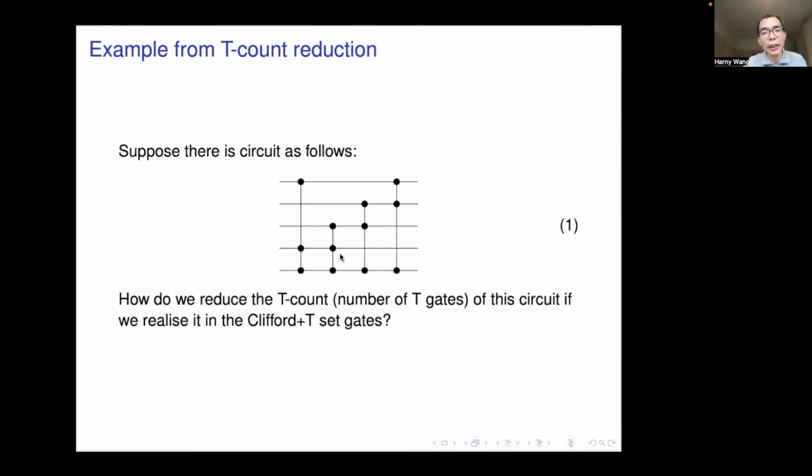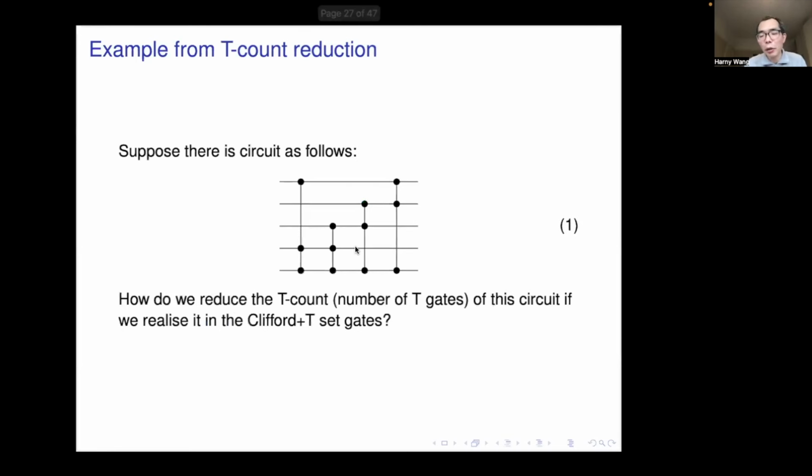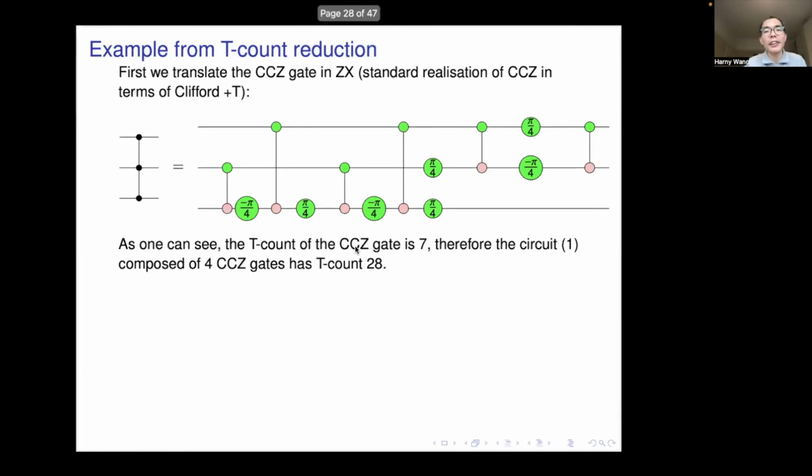In this quantum circuit you have 4 CCZ gates, so that's 4 times 7. You have 28 T gates. That means the T count of this circuit is 28. That's a lot. So we want to use ZX to reduce the number of T gates, to reduce the T count.